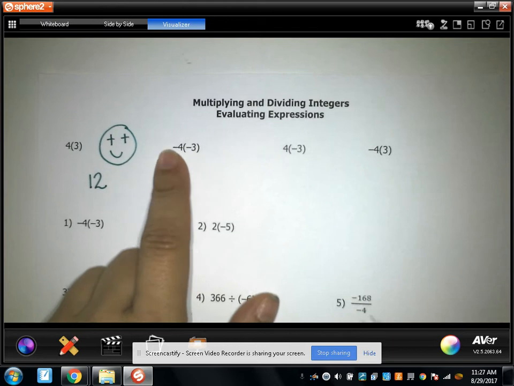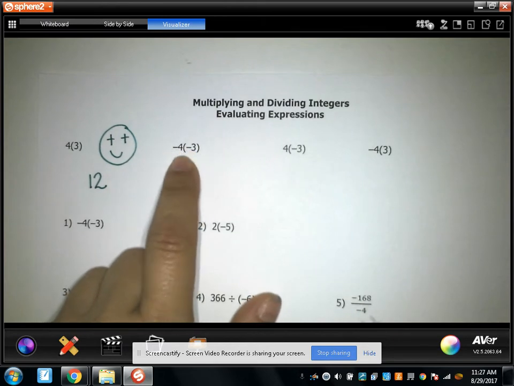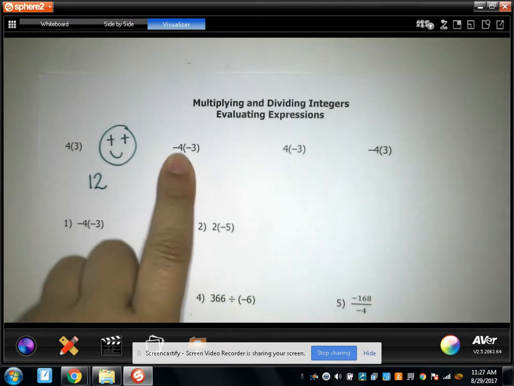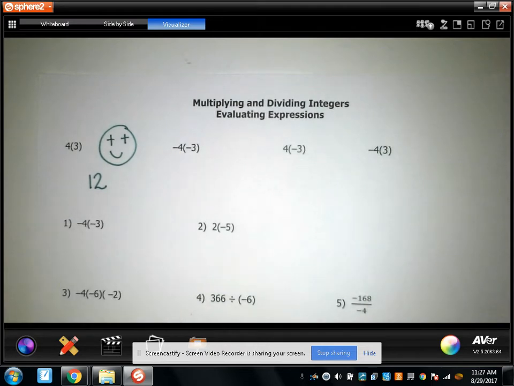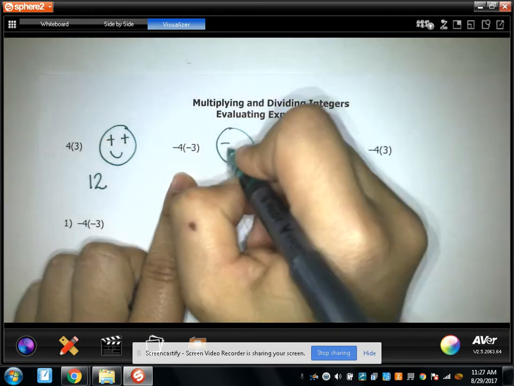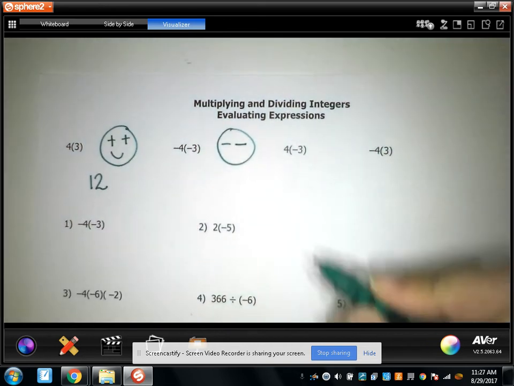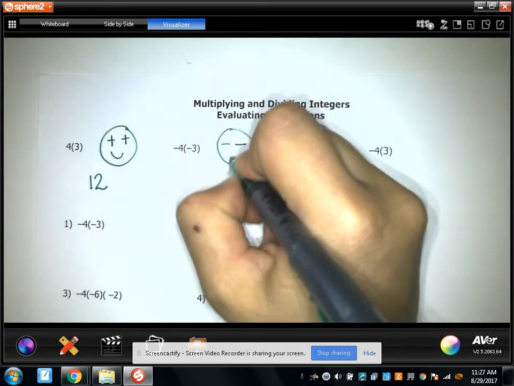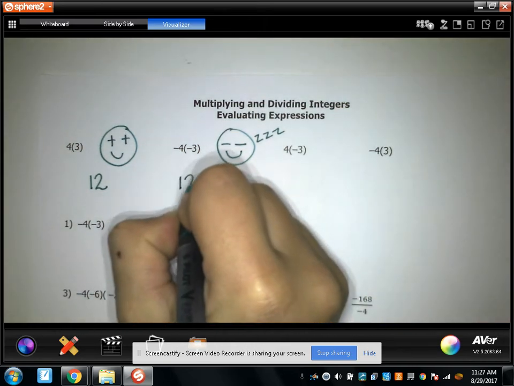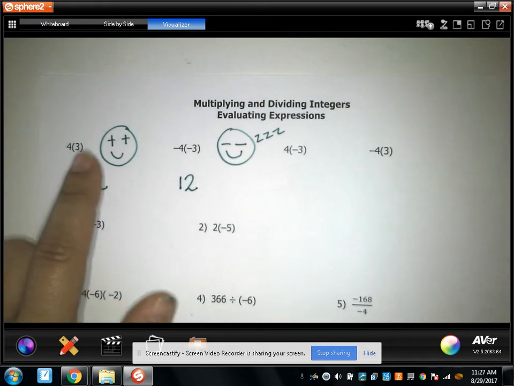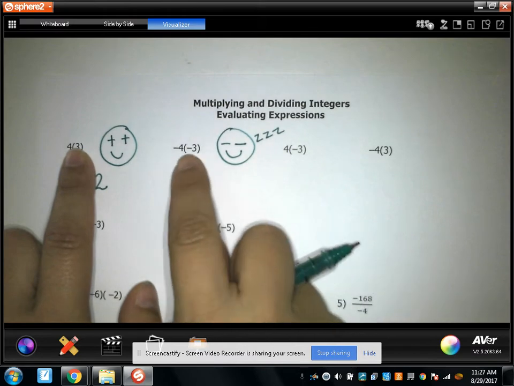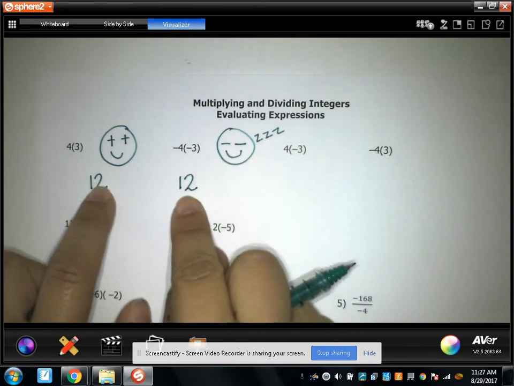Now, this is not negative 4 minus 3. The parentheses still mean that we're multiplying here. This is negative 4 times negative 3. And we have a negative 4 times a negative 3. Oh, this guy looks like he's sleeping. He's super happy. So that's going to give us a positive answer, positive 12. If the two numbers have the same sign, positive, positive, or negative, negative, we're going to end up with a positive answer.